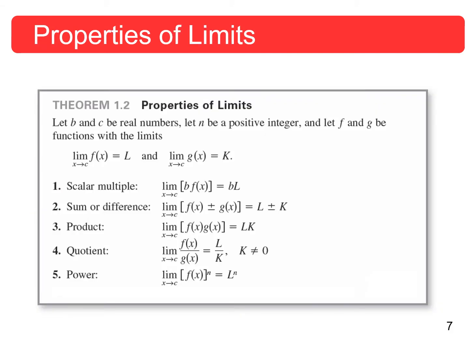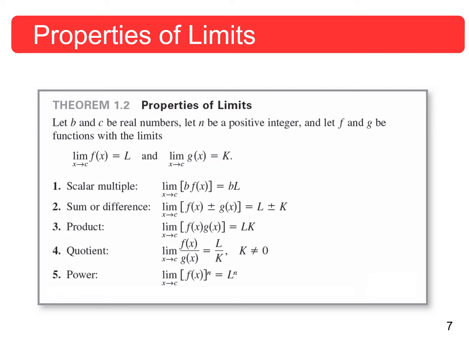In this theorem here, we will discuss the properties of limits that would be very useful to you when evaluating limits. Suppose we have real numbers b and c, and n is a positive integer, and f and g are functions with limit of f of x as x approaches c is equal to L, and the limit of the function g of x as x approaches c is equal to k.